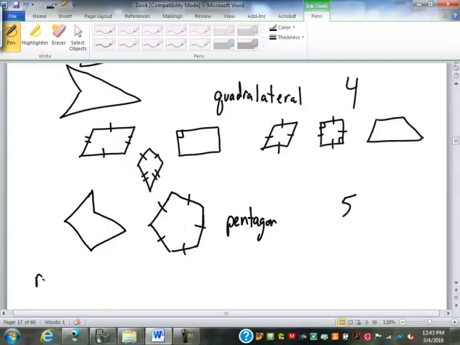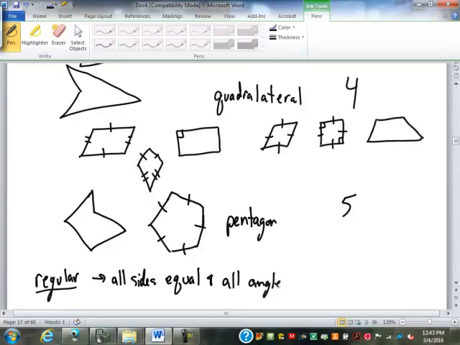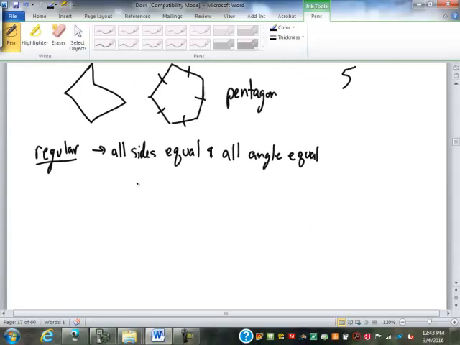A regular polygon has all sides equal, but also all angles equal. You'd be thinking, well, if all the sides are equal, don't all the angles have to be equal? Oh, no. So I can have a pentagon here. Those three sides are equal, and guess what? Those sides are equal too, but the angles are not.